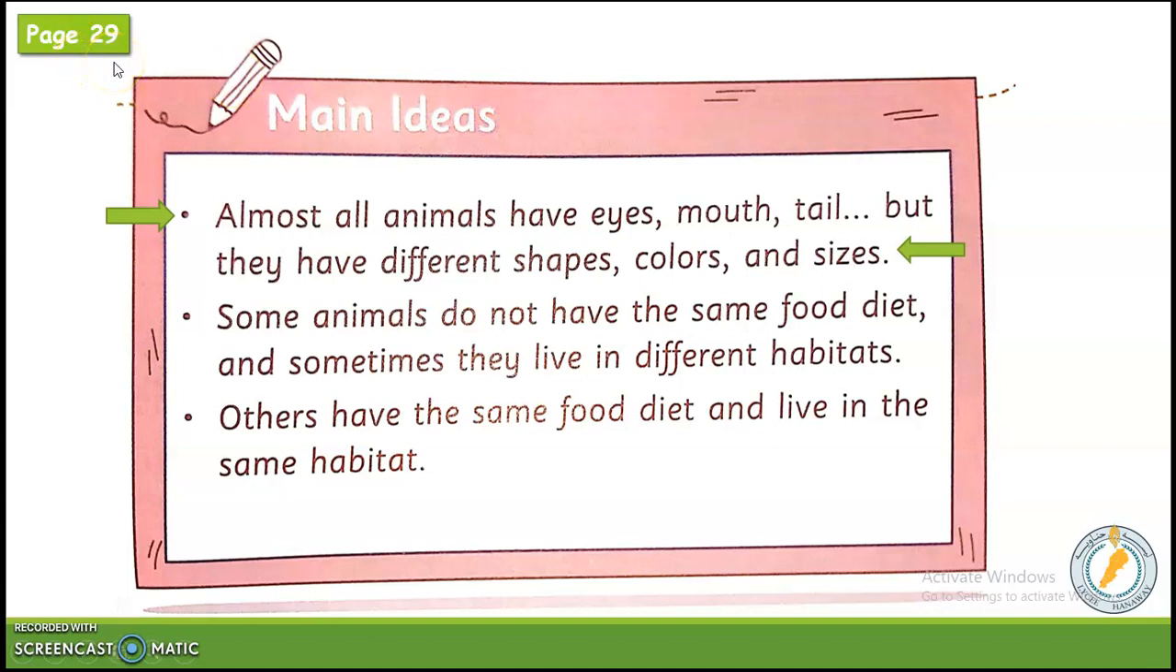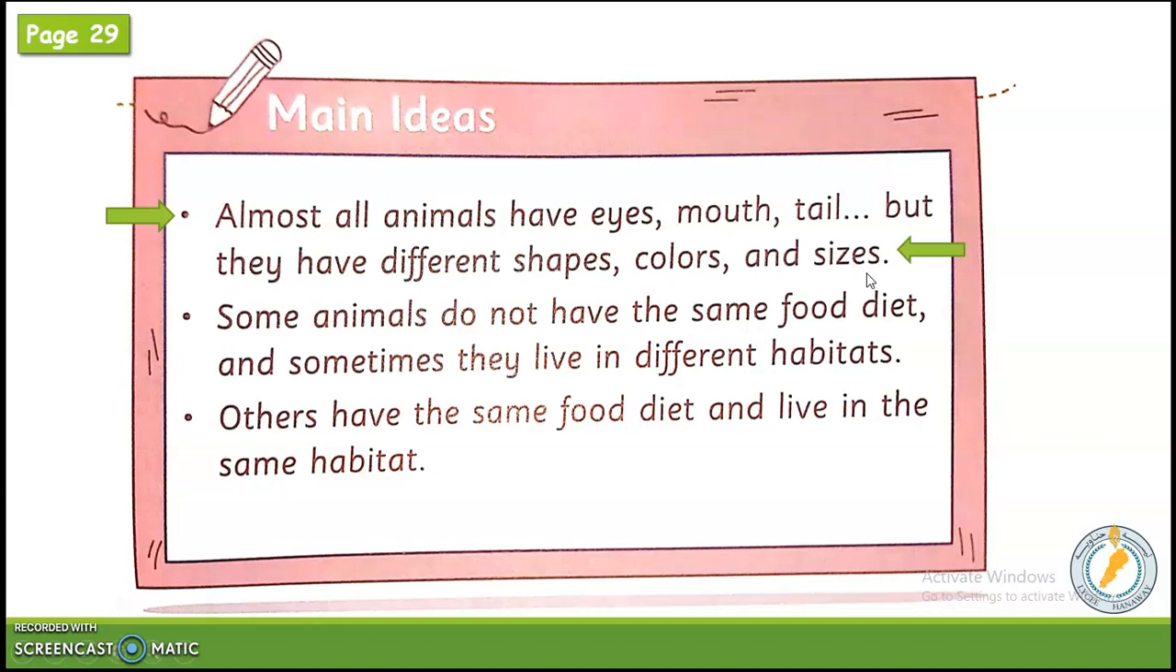Please, page 29, and we have to read these two lines together. So please open your books, page 29, and let's read together. Almost all animals have eyes, mouth, tail, but they have different shapes, colors, and sizes.